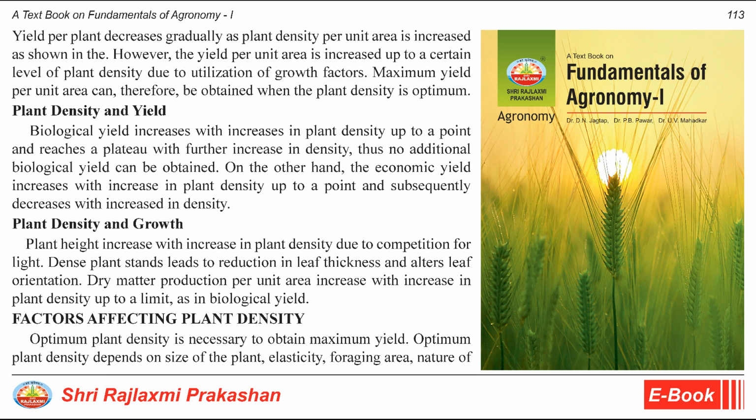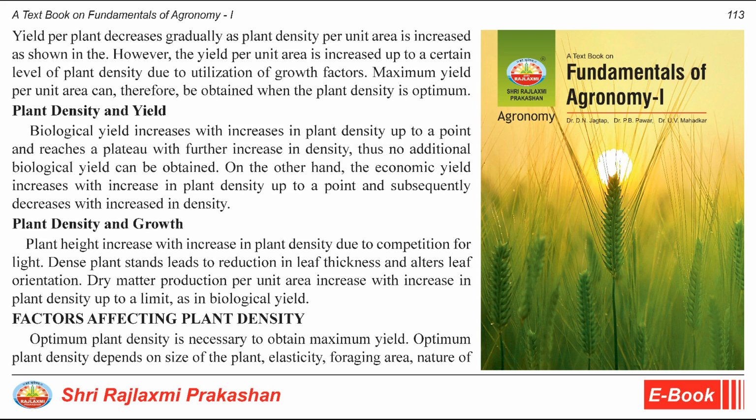Plant density and growth. Plant height increases with increase in plant density due to competition for light. Dense plant stands lead to reduction in leaf thickness and alter leaf orientation. Dry matter production per unit area increases with increase in plant density up to a limit, as in biological yield.